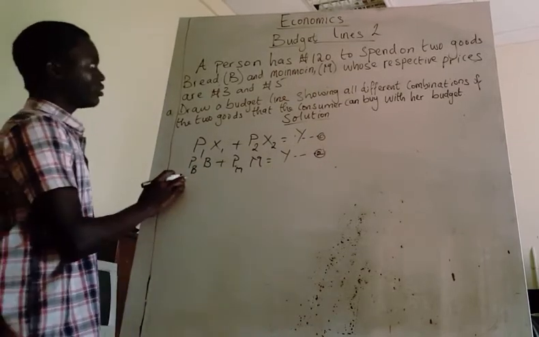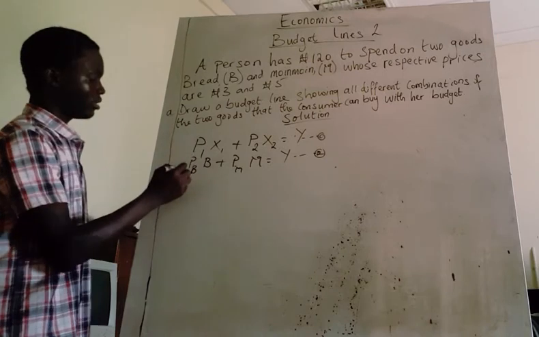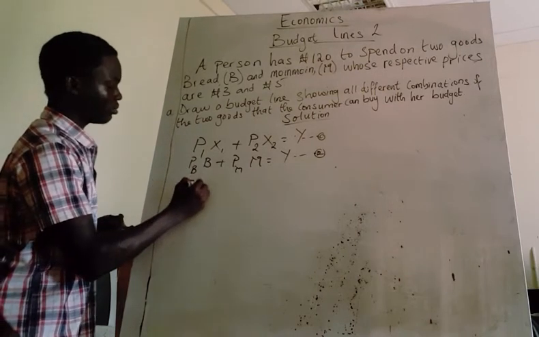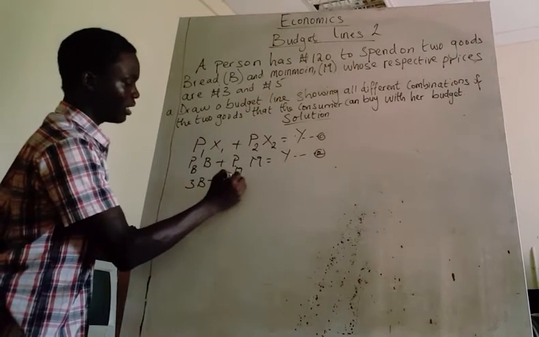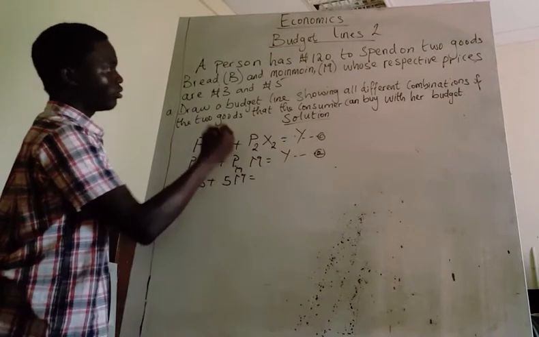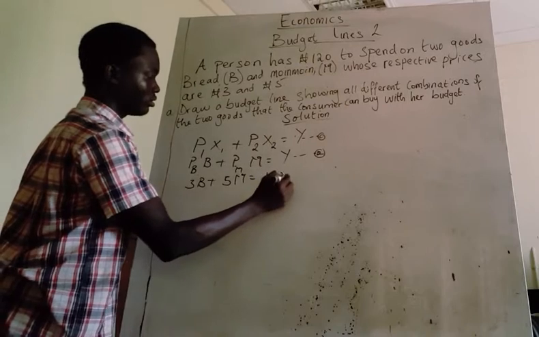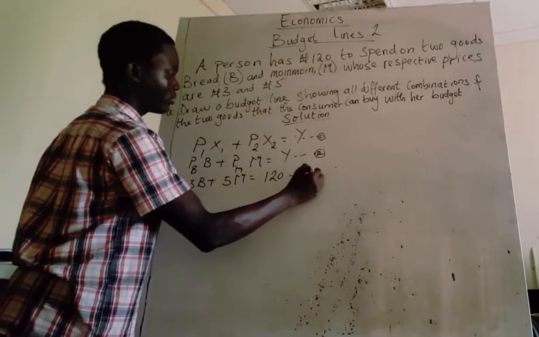So what is the price of bread? The price of bread is 3. So we have 3B and the price of moi moi is 5. So 5M equals Y, which is 120. Good. So this represents our equation 3.